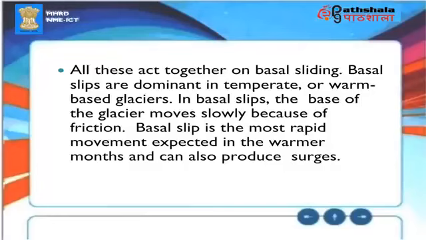Basal slips are dominant in temperate or warm-based glaciers. In basal slips, the base of the glacier moves slowly because of friction. Basal slip is the most rapid movement expected in the warmer months and can also produce surges.